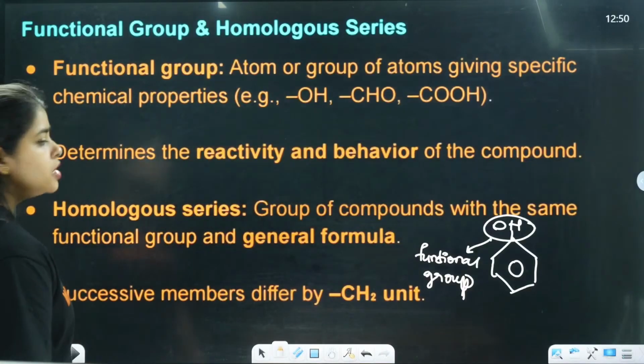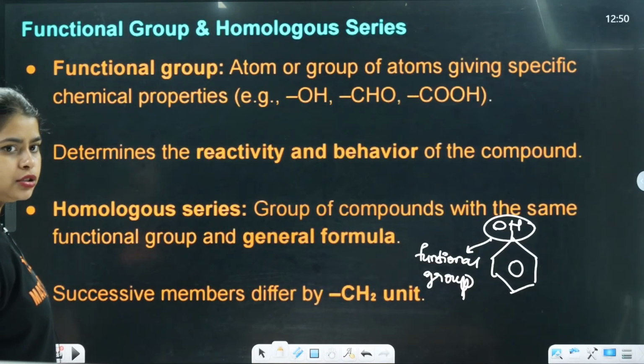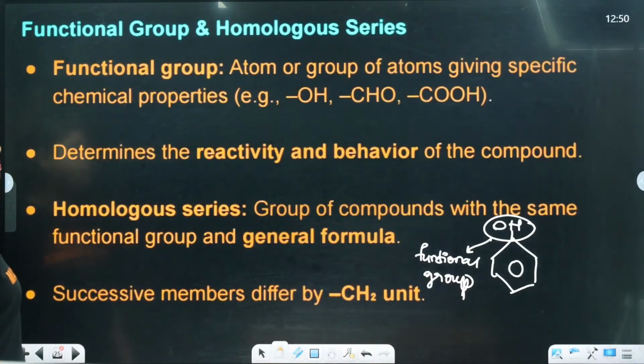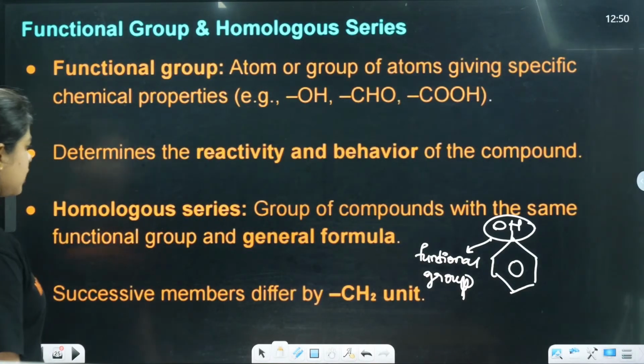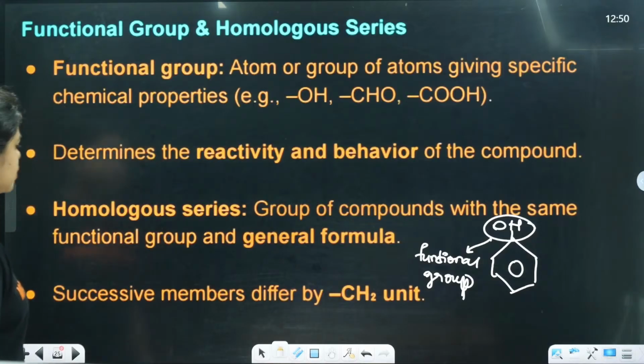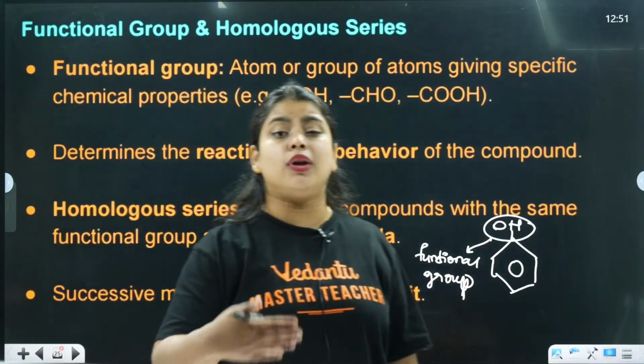It's okay. So this is how you need to understand it. Clear? Understood? Next, homologous series: a group of compounds with the same functional group and a general formula, and successive members differ by a CH2 unit. It will differ a little bit. You will understand it when you see more and more examples.